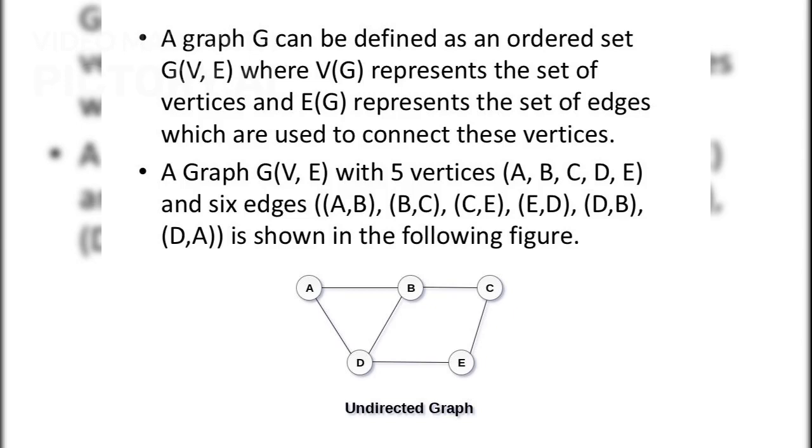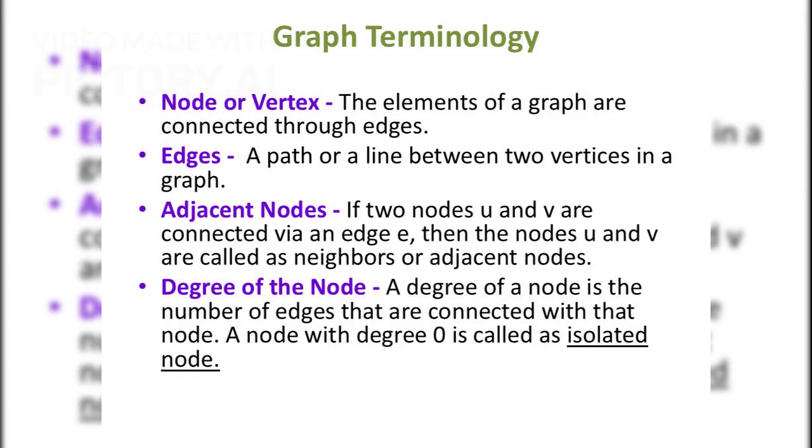Graphs can be represented as ordered sets of vertices and edges. For example, a graph with 5 vertices and 6 edges can be visualized as shown, illustrating the connections between nodes. To understand graphs better, we need to familiarize ourselves with key terms like nodes, edges, adjacent nodes, and the degree of a node. These terms help us describe the structure and properties of a graph.